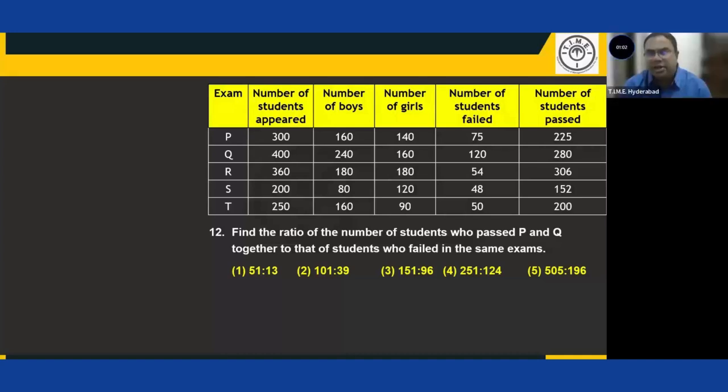Otherwise, I'll read out the last column. You can write down 225, 280, 306, 152, 200. I'm writing here 225, 280, 306, 152, 200.